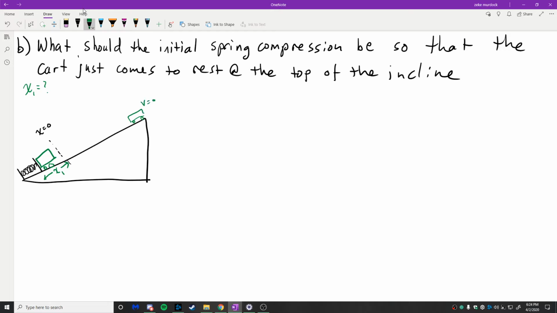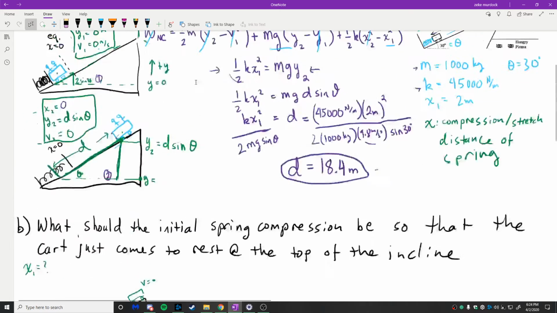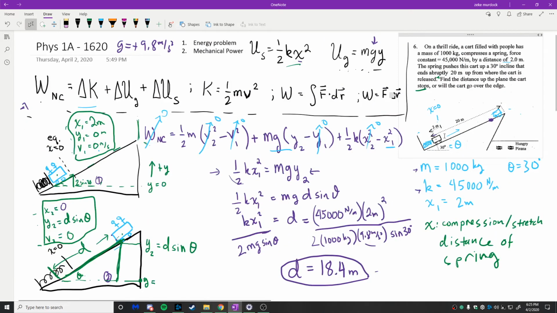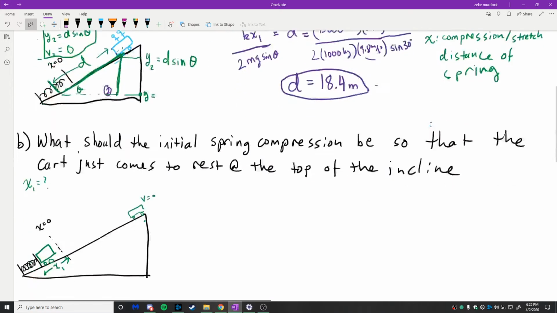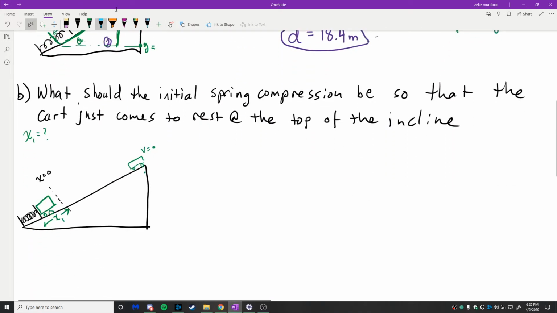Remember, if you look at the picture, this distance from here to here was 18 meters. So the equilibrium position was 18 meters away from the end. It's 20 from the starting position to here, but it started 2 meters back. So it's actually 18 meters for the rest, and we're going to need that as part of the problem. So this distance here is 18 meters.